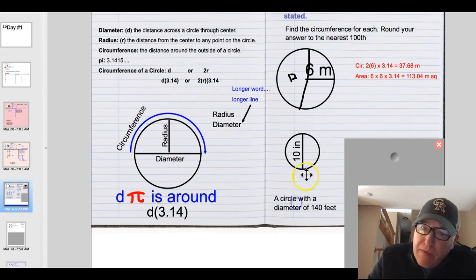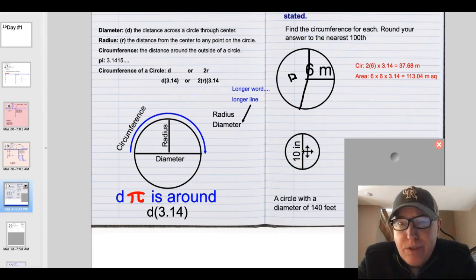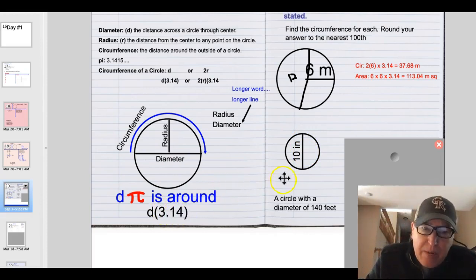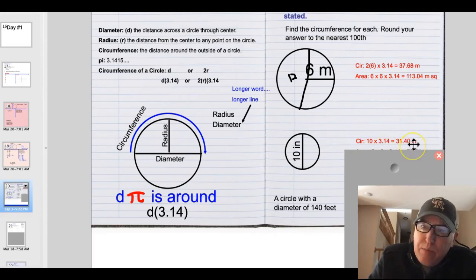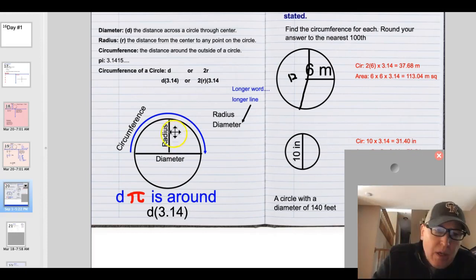Not today, my friend. All right, here we have a diameter of 10. What's the circumference? Well, pretty straightforward. The diameter times 3.14. So 3.14 times 10, or 10 times 3.14 is 31.4, or 31.40 inches. Okay? Pretty simple. What do you need to know? 2 words. d pi.